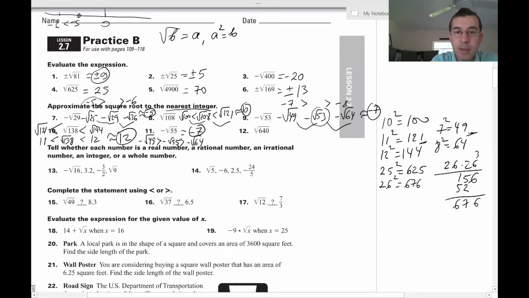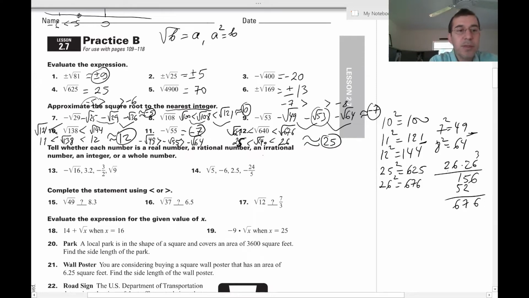So the square root of 640 is between the square root of 625 and the square root of 676. This is 25, this is 26. So is the square root of 640 closer to 25 or 26? It's closer to 25 because the difference between 640 and 625 is 15, and here the difference is 36. So we say the square root of 640 is approximately 25.